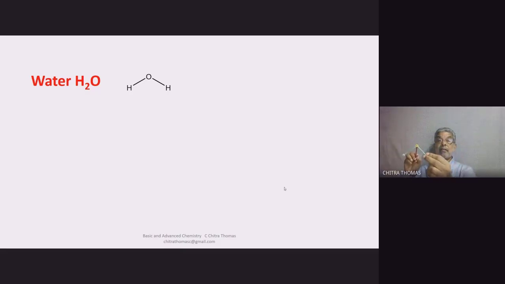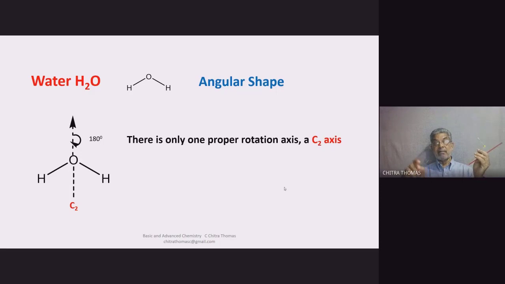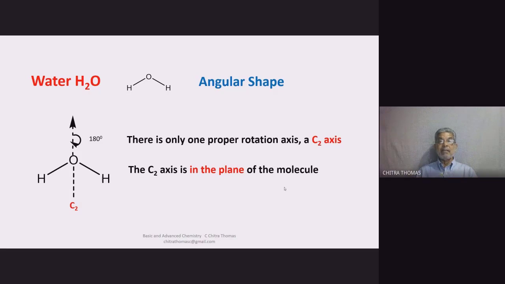Then what about this rotation about this axis? This is also not a symmetry operation. So the conclusion is there is only one proper rotation axis, a C2 axis. I don't take it for granted. I try the rotation about the other axes also. Then I decide that there is only one proper rotation axis, a C2 axis. The C2 axis is in the plane of the molecule. This has a lot of significance.